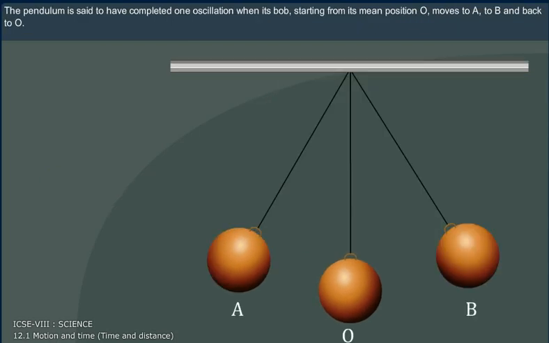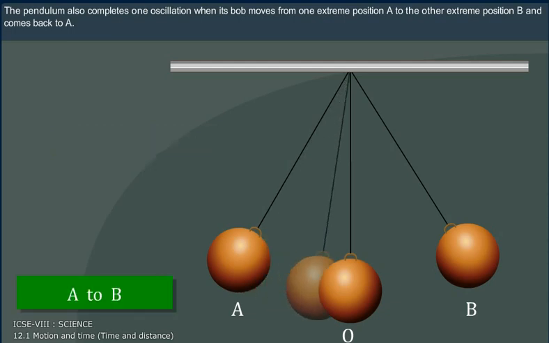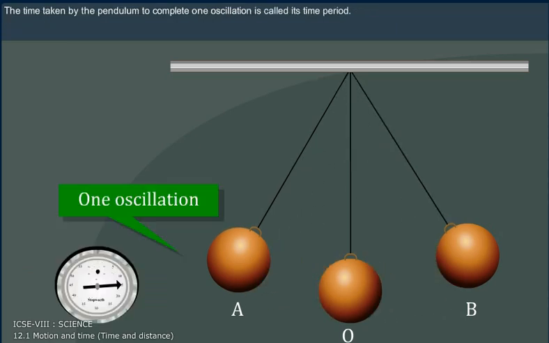The pendulum is said to have completed one oscillation when its bob, starting from its mean position O, moves to A, to B, and back to O. The pendulum also completes one oscillation when its bob moves from one extreme position A to the other extreme position B and comes back to A. The time taken by the pendulum to complete one oscillation is called its time period.